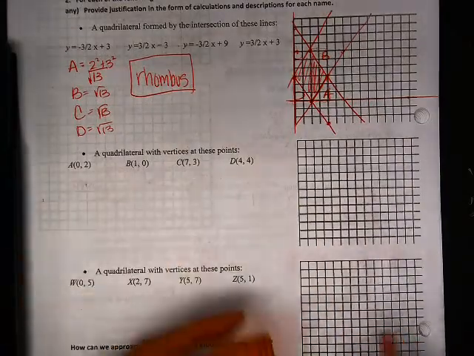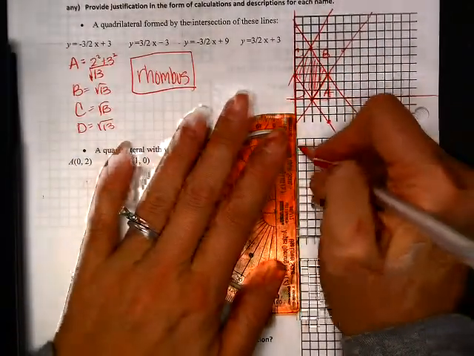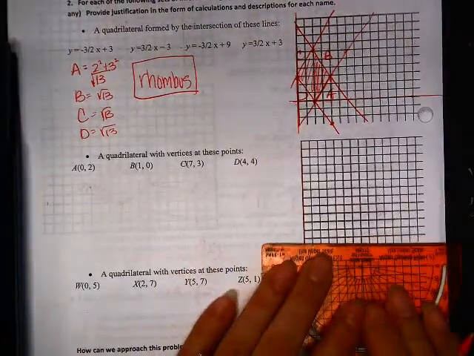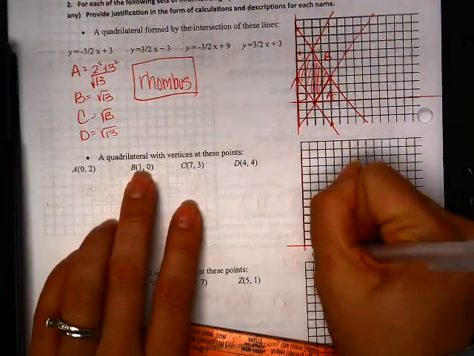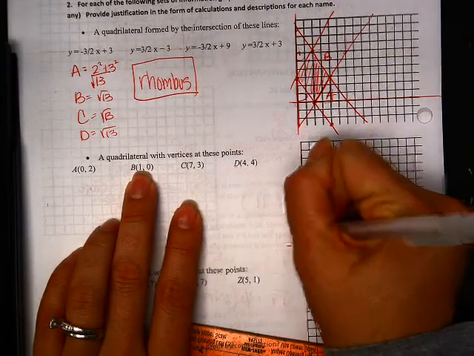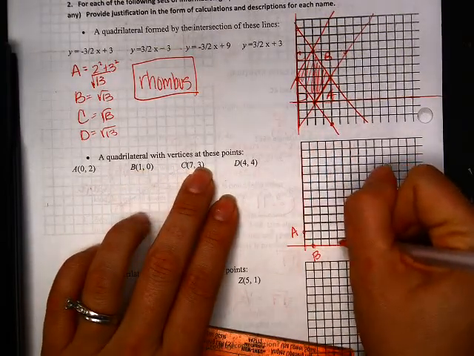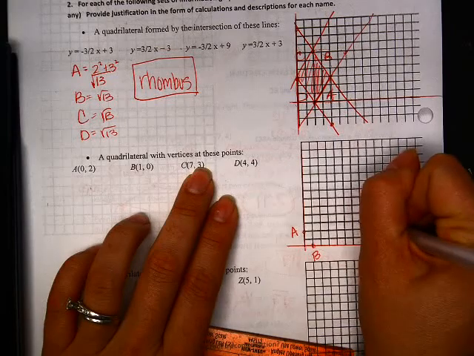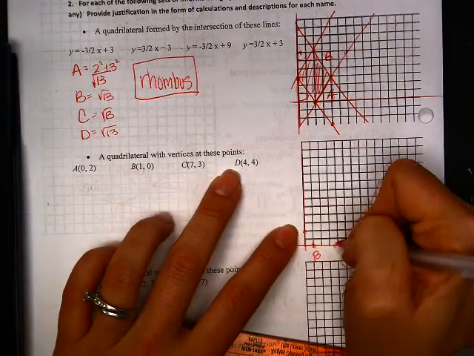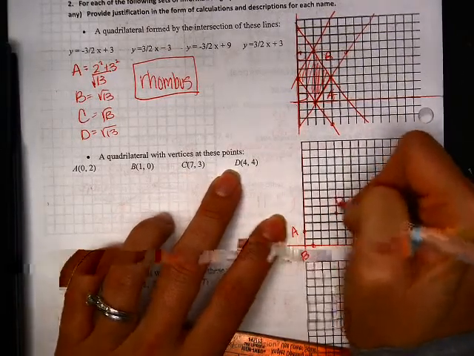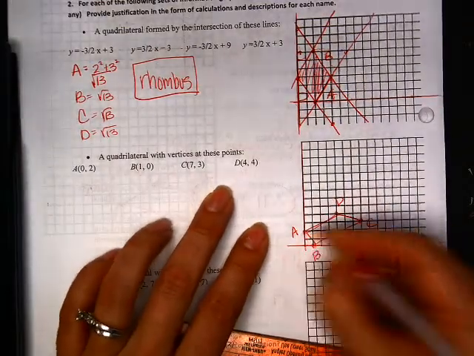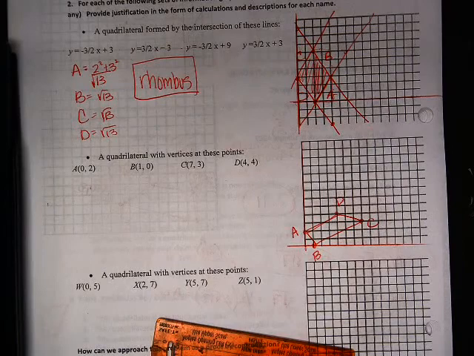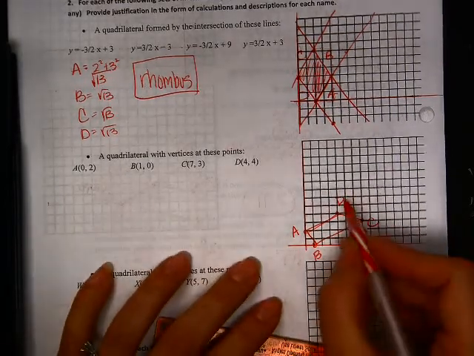Quadrilateral with vertices at these points. We're all in the positives, so we'll hang out in positive land. And we will get 1, 0, 0, 2, 7, 3, and 4, 4. So, first glance, definitely not parallelogram. Could be a trapezoid. So we'll check that out.